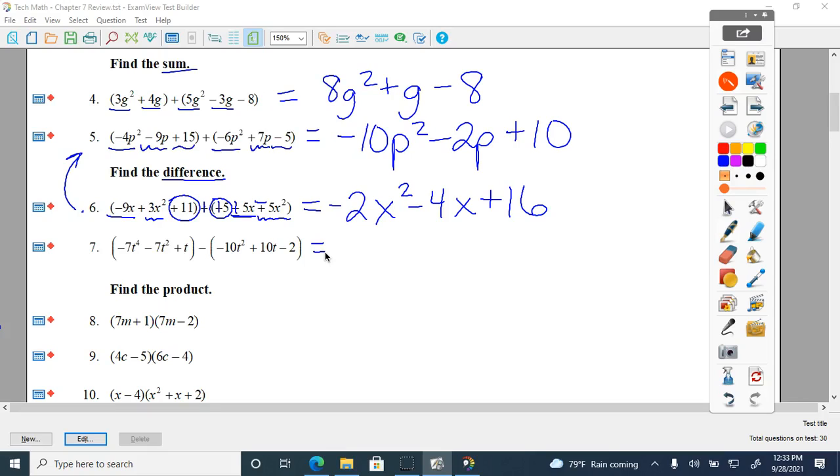Number 7. What do we do here, change this to a what? Plus, plus, minus, plus. Okay? Wait, what about the first one too? Those three up there. These first ones, you don't mess with them. Only what's after the negatives. Okay? Alright. So, you have negative 7t to the 4th. Are there any other t to the 4th?